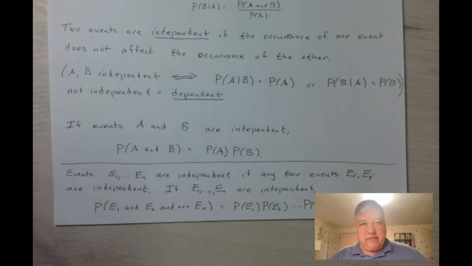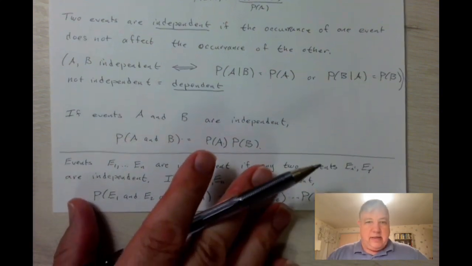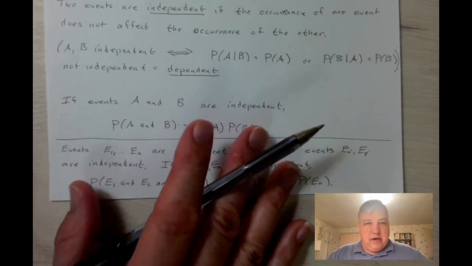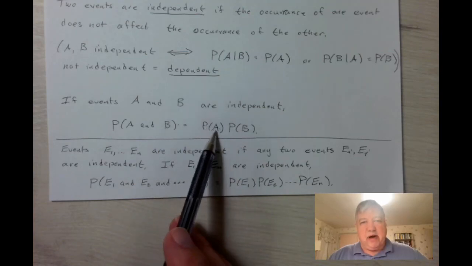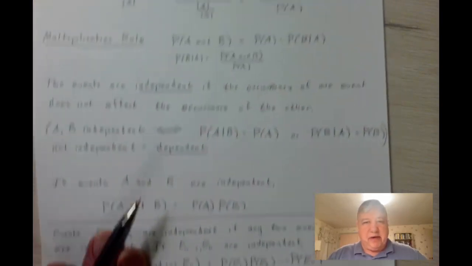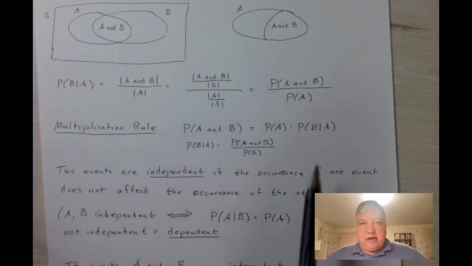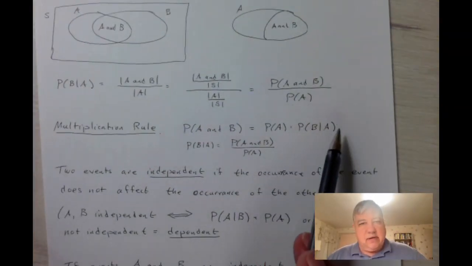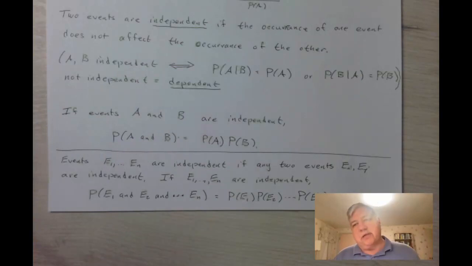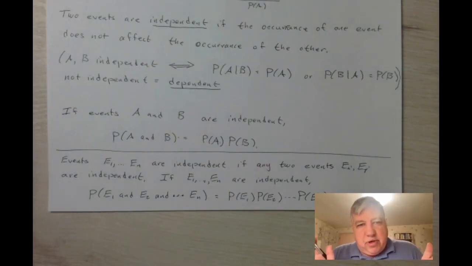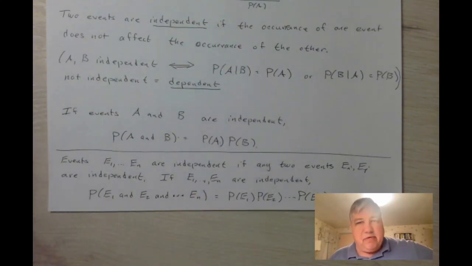If they're independent, the probability of A and B is very easy to compute. We just multiply the probability of A times the probability of B. The reason for that is because this is just going to be the probability of B. So sometimes it can be just as simple as multiplying the probabilities, but you can only do this if they are independent, if you know ahead of time that they don't affect each other.